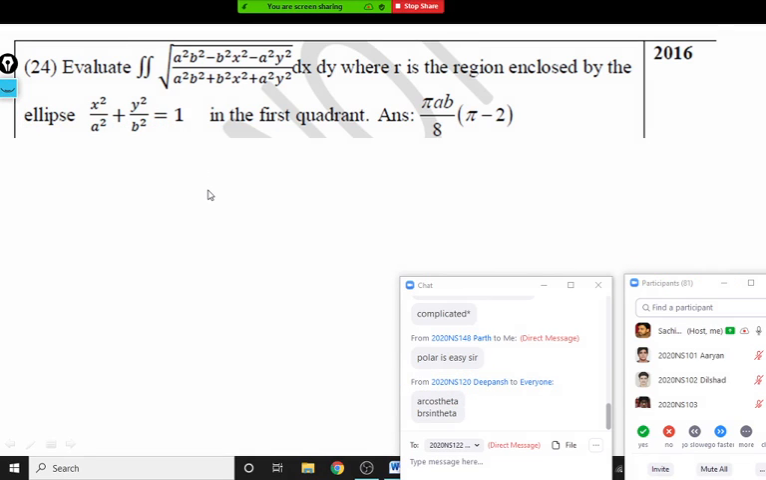So next session we'll see the application to find the area.